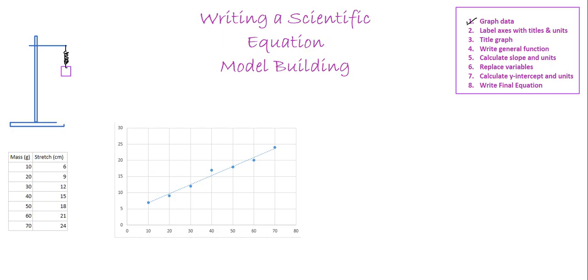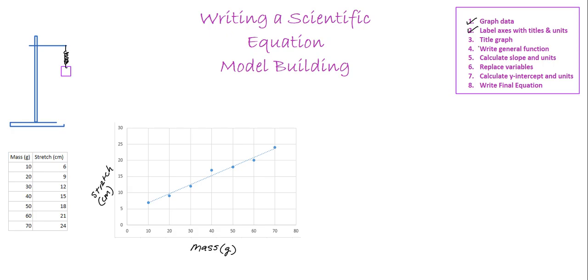Now you can do step 2 ahead of step 1. I'm going to do it this way just for the example here in the video. So my independent variable, or my horizontal axis, is going to be the mass, and that is measured in grams. And my vertical axis is going to be the stretch. You might even call this stretch distance, but stretch is fine, and that is in centimeters.